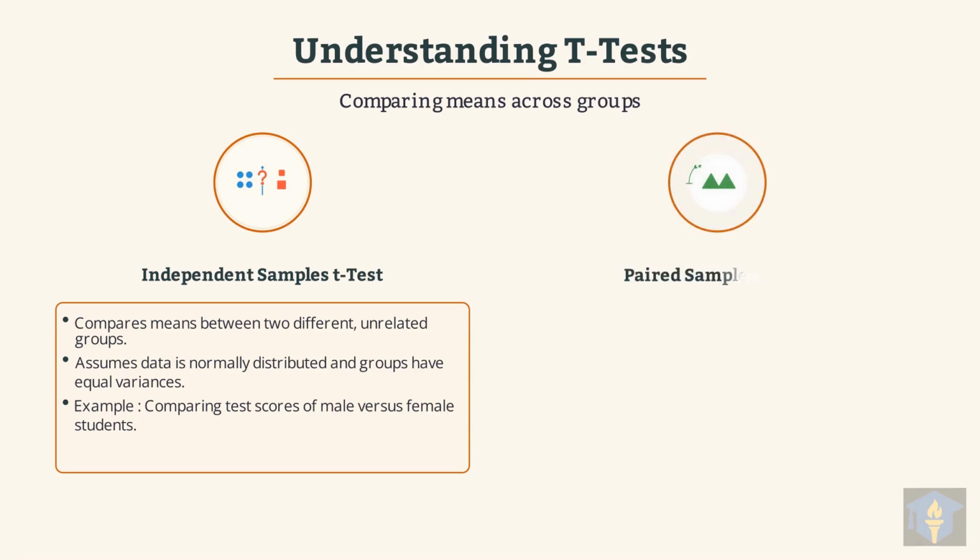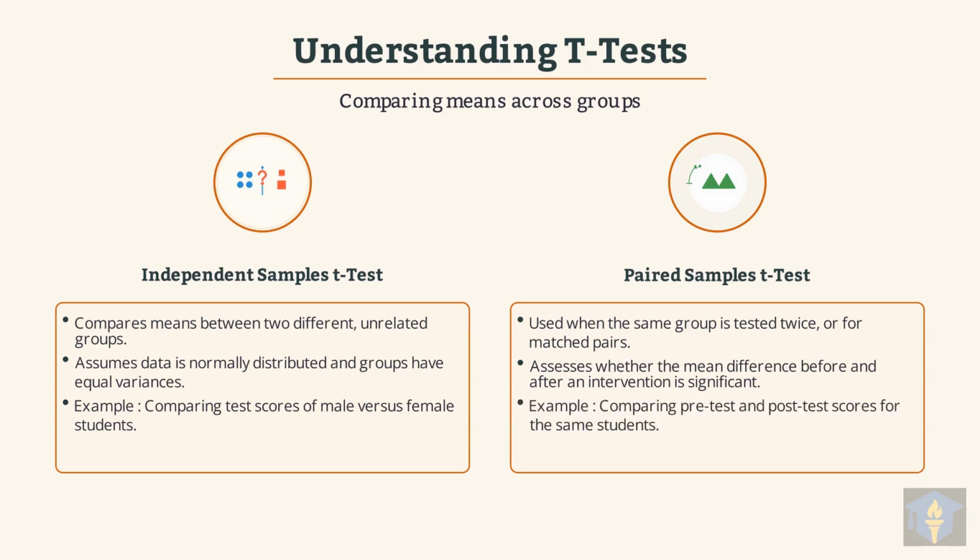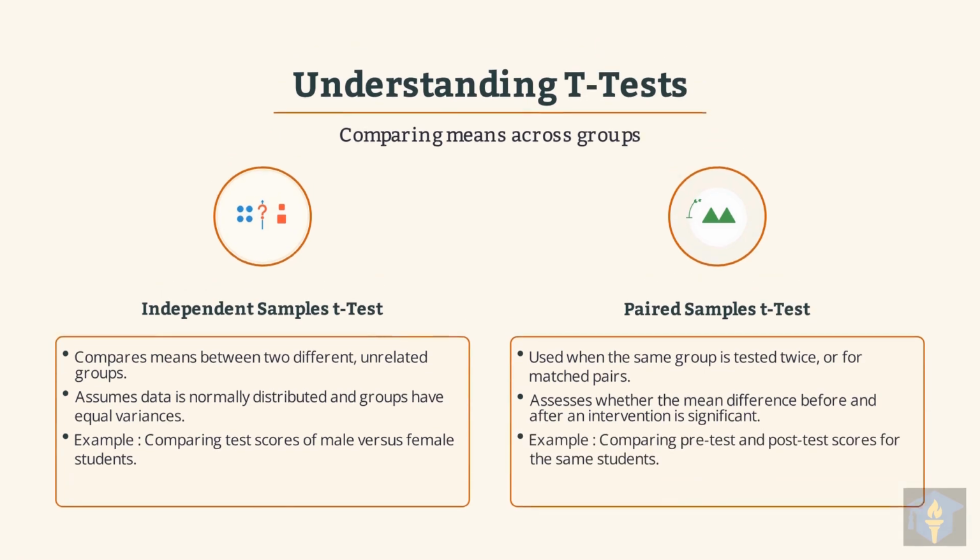Next, we examine the paired samples t-test, which is suitable for related groups or repeated measurements. This test is applied when the same group is measured twice, like before and after an intervention, or for matched pairs. It assesses whether the mean difference between these two related measurements is statistically significant. A common example is comparing the pre-test scores and post-test scores of the exact same group of students.